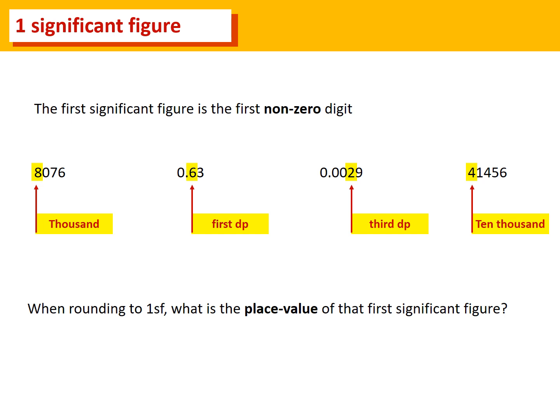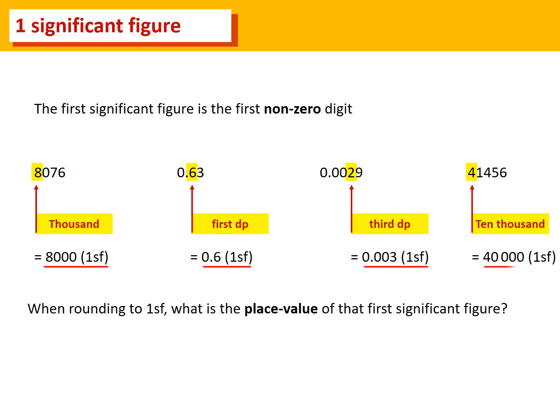So in the first number, we're rounding 8,076 to the nearest 1,000, which will be 8,000. 0.63, we're rounding to one decimal place. That's 0.6. In the third number, we'll be rounding off to the third decimal place, or 3 decimal places. That'll be 0.003. And finally, we'll be rounding that number off to the nearest 10,000. That'll be 40,000. And that's how you round off to one significant figure.